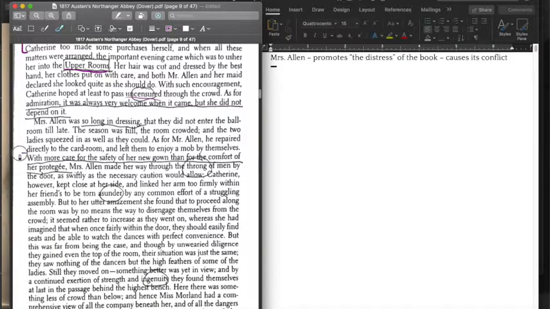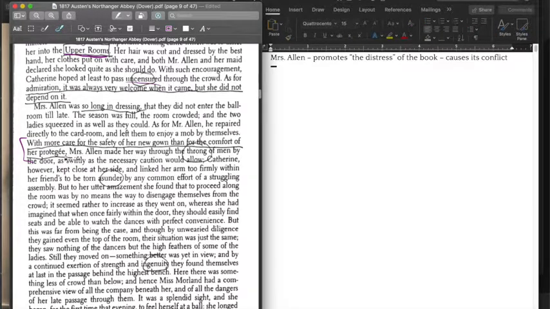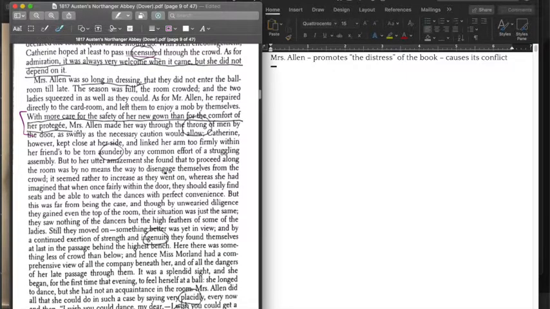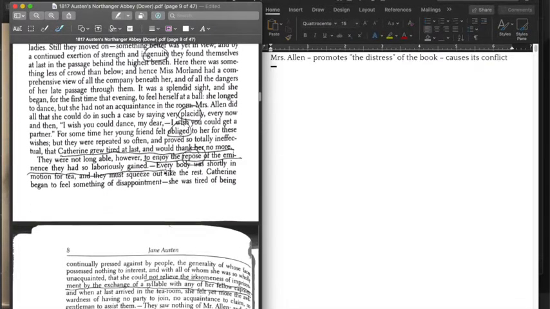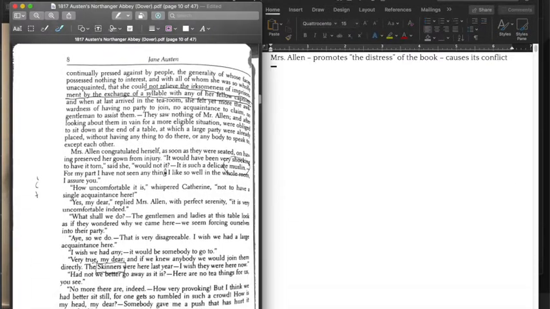This is an important line here, with more care for the safety of her new gown than for the comfort of her protege. So Mrs. Allen cares more about her dress than for Catherine's safety. Mrs. Allen made her way through the throng of men, that's a crowd of men by the door, as swiftly as the necessary caution would allow. All right, so it's too crowded. They don't really know anybody.